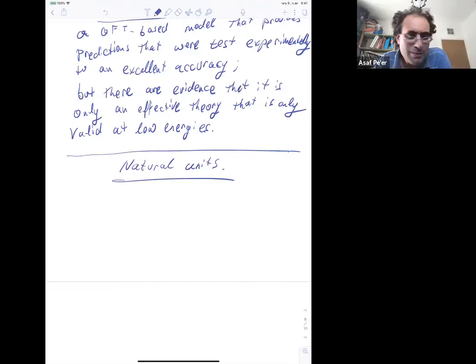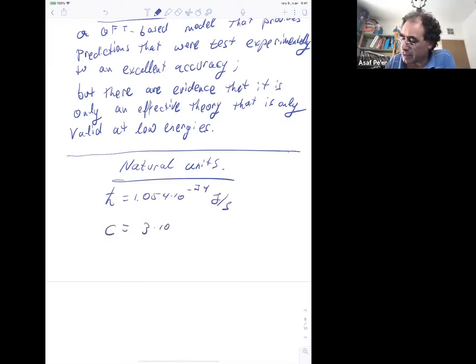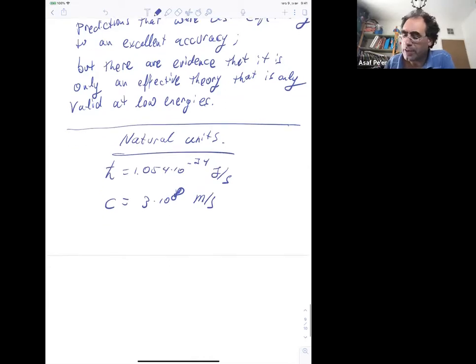So the system of units that is being used in particle physics is known as natural units. And we have several fundamental constants of nature. Specifically, there are two. We have h bar, Planck's constant, which is 1.054 times 10 to the minus 34 joule per second in MKS units. And we have the speed of light, 3 times 10 to the 8 meters per second. In the natural unit system, we take both of these to be 1 and dimensionless.